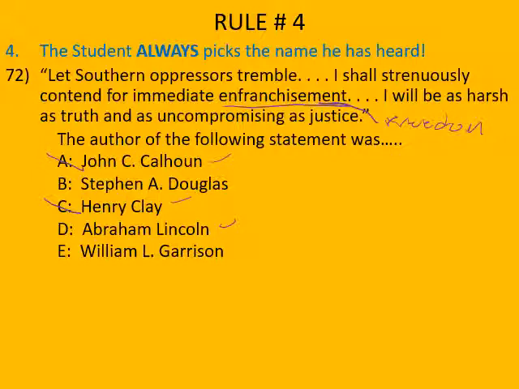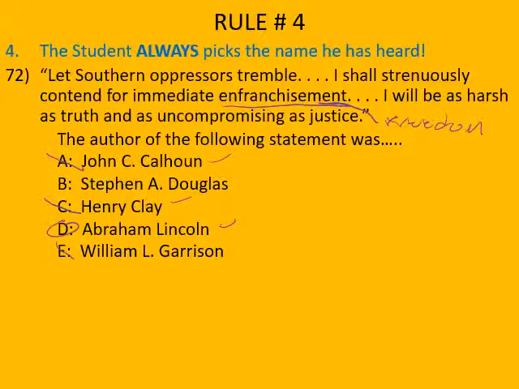We know the name Abraham Lincoln. We might know the name Stephen Douglas because he had famous debates with Abraham Lincoln. They were both from Illinois. And we have no idea who William Lloyd Garrison was. So, I'm looking at this and I'm like, God, I don't know. I don't know who this guy is, so I'm not going to pick him. I've got Abraham Lincoln or Stephen Douglas. Kind of freedom, does that sound like something that Abraham Lincoln would say? Maybe. I don't know enough about what Stephen Douglas would say. So you probably end up going with Lincoln. And that would be wrong.